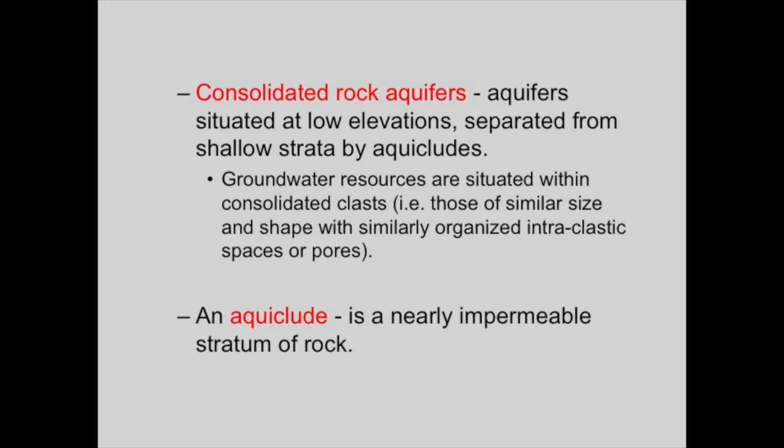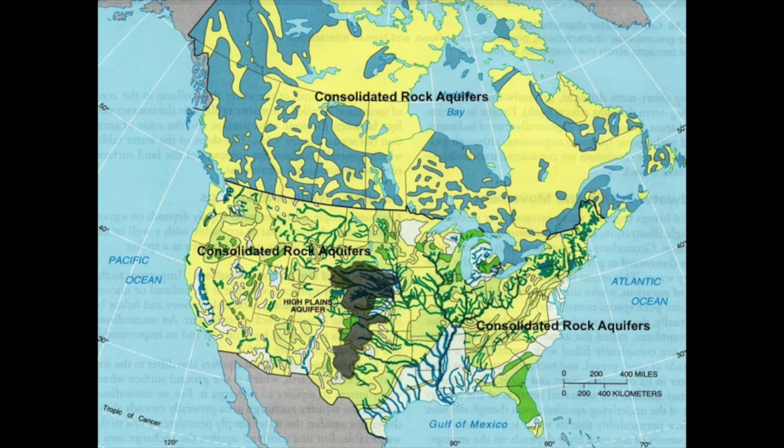Consolidated rock aquifers are often found at lower levels. They are separated from surrounding strata by aquicludes, or nearly impermeable rock layers. Waters exist among consolidated rock particles, those of similar size and shape, with a similar system of internal organization. These consolidated rock layers also have similarly organized intraclastic spaces, or pores, between clasts. In the American Northwest, these are often found in igneous rock layers. Elsewhere, they are found in sedimentary sandstones and limestones.